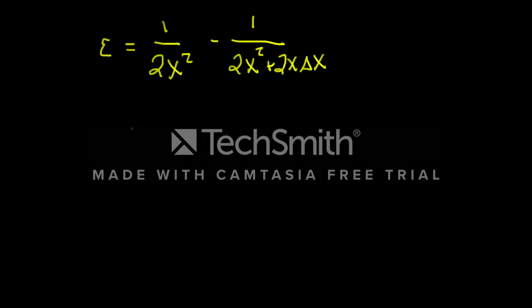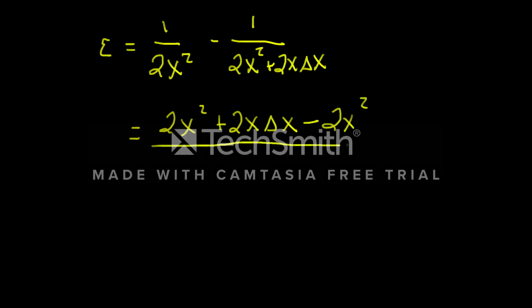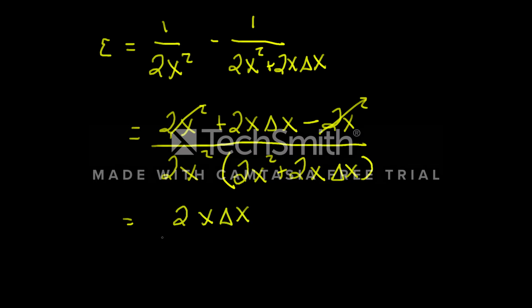this into one fraction. So epsilon is equal to 2x squared plus 2x delta x minus 2x squared, all divided by 2x squared times 2x squared plus 2x delta x, canceling out like we need to here. So the 2x squared cancels with the negative 2x squared, and I get that this is 2x delta x divided by, distributing through here, we get 4x to the fourth plus 4x cubed delta x.